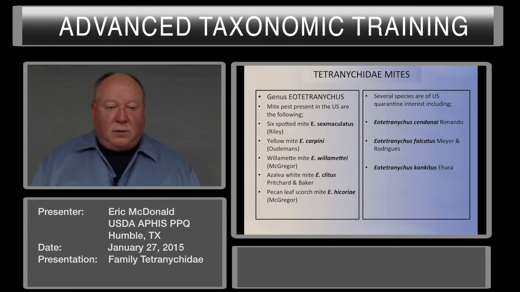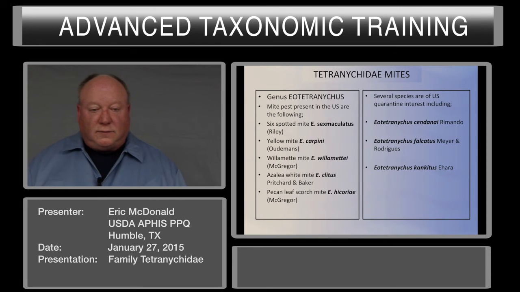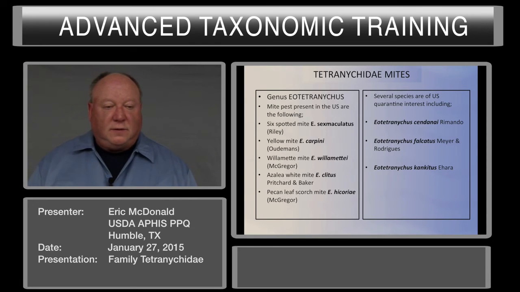sandalis, which is on citrus, legumes, and grass in Southeast Asia and the Philippines. Eotetranychus falcatus, which is on cassava, fig, cotton, jute, peanut, cashew, and ornamentals in much of Africa and the Cape Verde Islands. And Eotetranychus kankitus on citrus, grape, rose, and ornamental trees in China, India, and Japan.